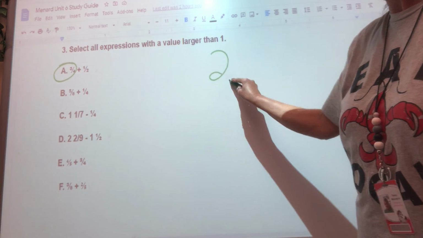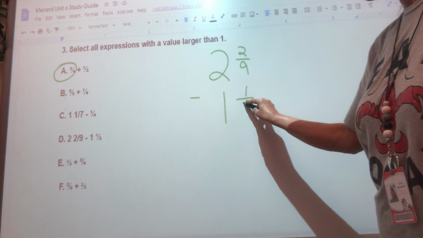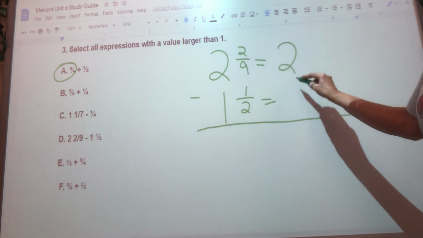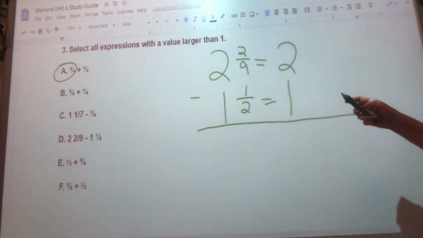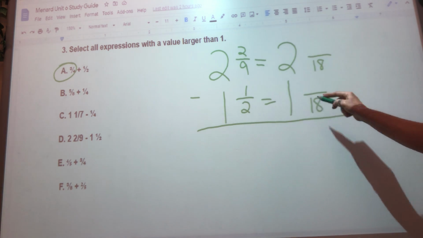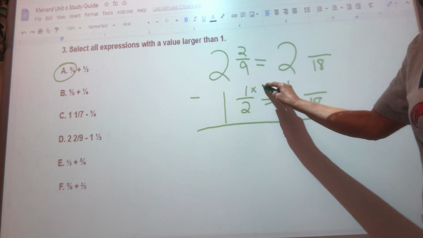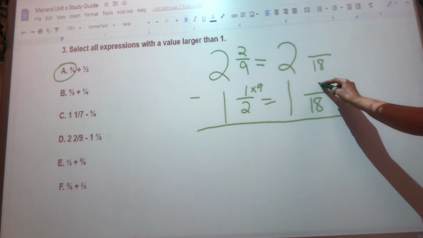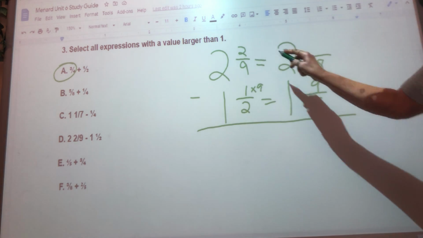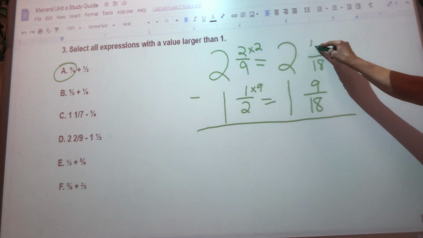D. 2 and 2/9 minus 1 and 1/2. What's the common denominator of 9 and 2? 18. Okay. What would I have to do to 2 to get 18? Times 9. Okay, so my new numerator is 9. What would I have to do to 9 to get 18? Multiply by 2. So I have to do it here. So my new numerator is 4.